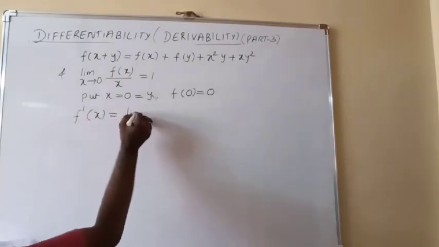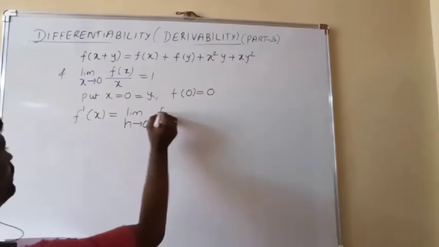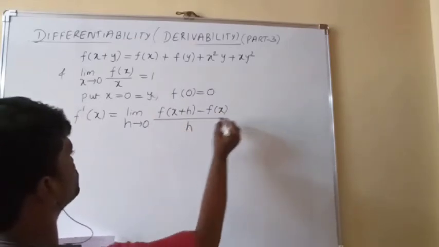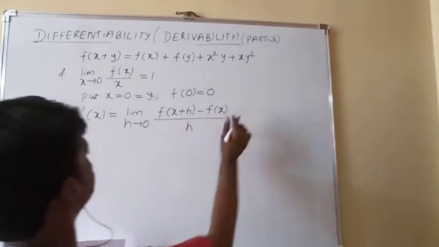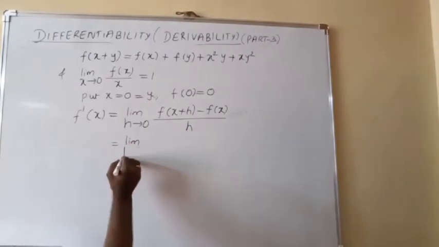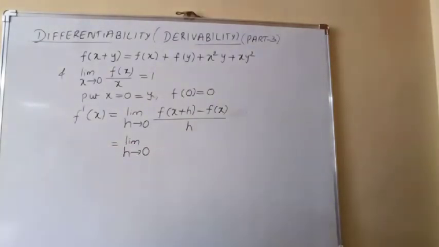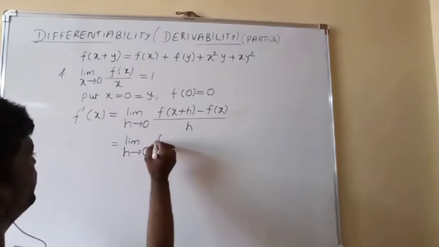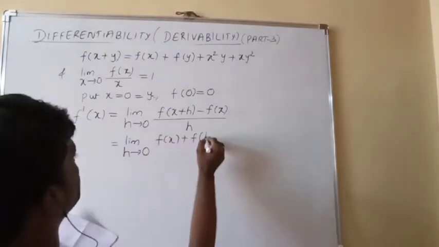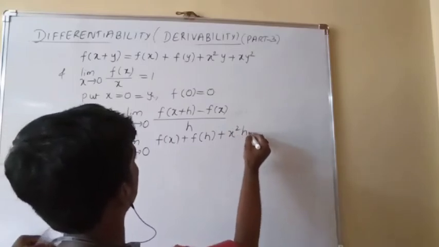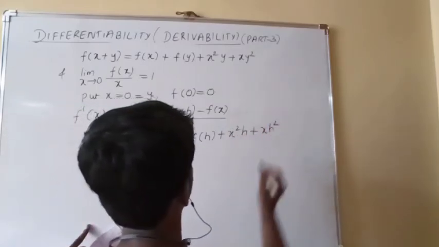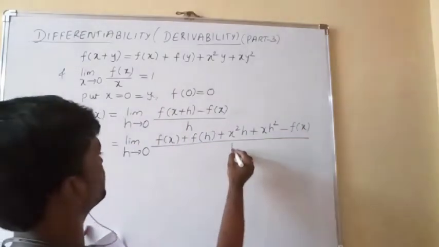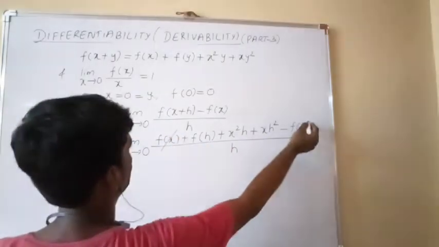For that, you consider first the f dash x formula. F dash x form is what? Limit h tends to 0, f of x plus h minus f of x divided by h. So what is f of x plus h? Here you put y value as h. Then what will you get? f of x plus h is f of x plus f of h plus x square h plus x h square. This is f of x plus h minus f of x as it is, divided by h. So f of x gets cancelled.